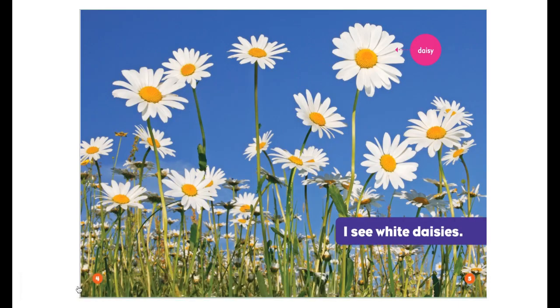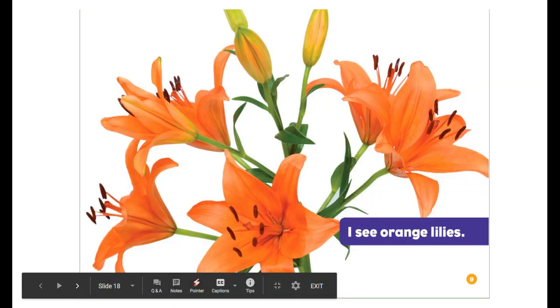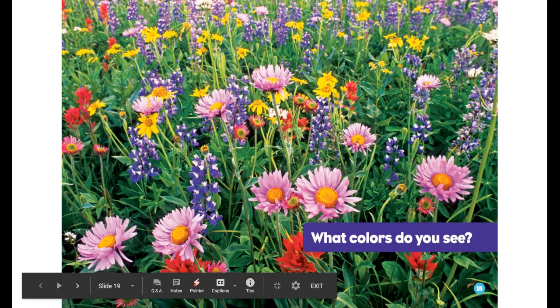I see white daisies. Oh, would you look at that? A label. Just like in our last book, there were labels that told us what the pictures were. Lovely, that says daisy. I see pink roses. I see orange lilies. Wow, those are beautiful. What colors do you see?